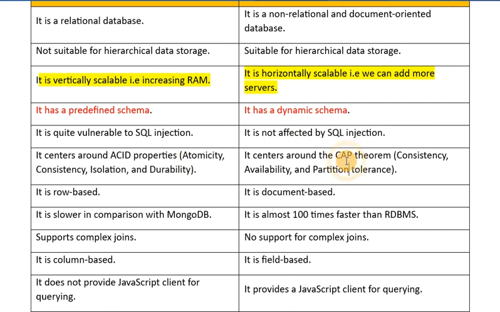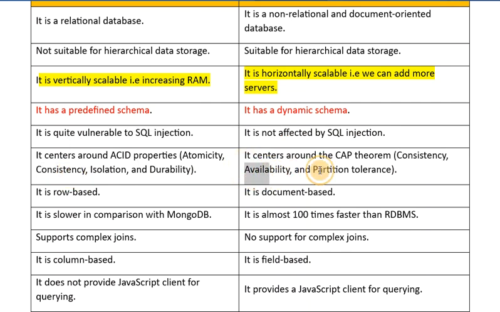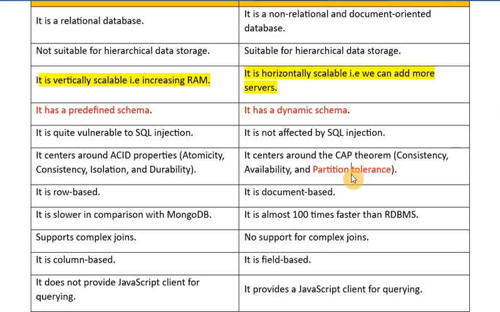But in case of MongoDB, this is not like that. There is a separate theorem, a separate set of principles it is using. That is consistency, which is similar to the previous one, and the next two points are different: availability and partition tolerance. Here you can see the partition tolerance. It means we can create partitions of the existing database across multiple servers. That is why it is called partition tolerance, and it is highly available as compared to RDBMS. So this point you have to understand.